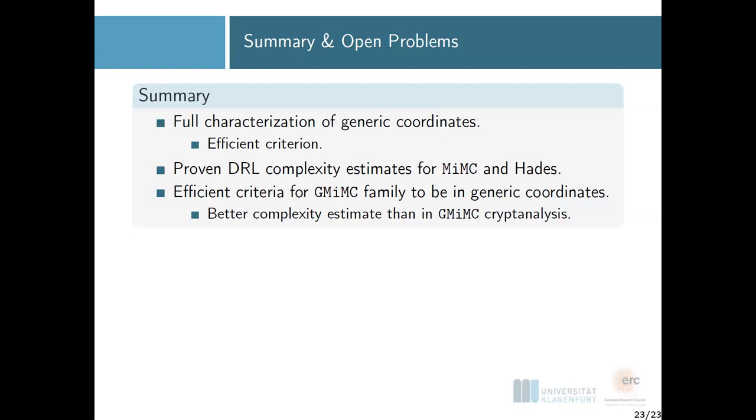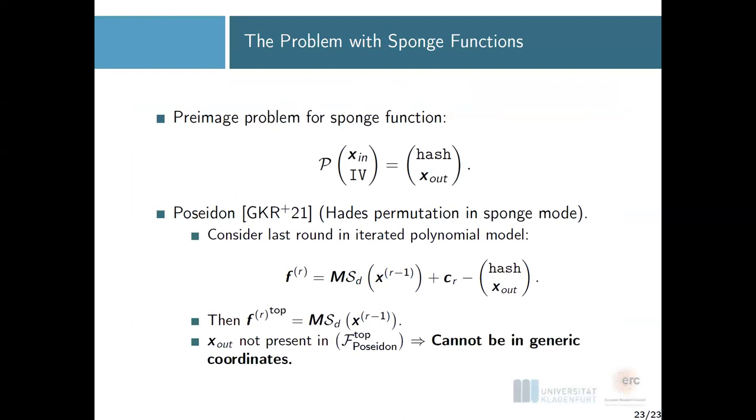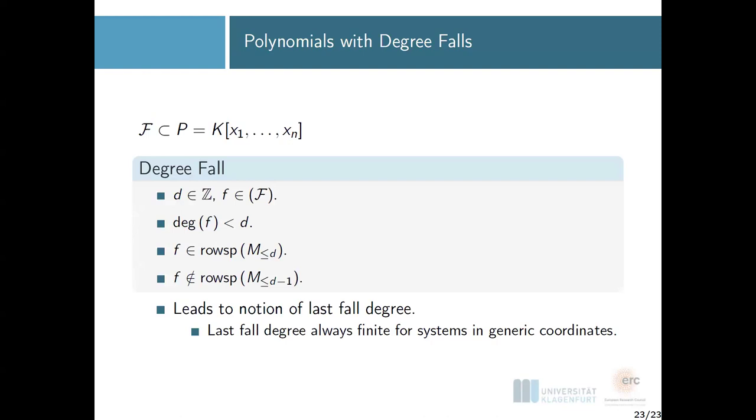Okay, do you see any way of reasoning about the lower bound? Yeah, I mean, that's actually what I do in this paper. So with this notion of polynomials with degree fall, which should be on this slide. So what is a polynomial with degree fall? We take a polynomial system F and some D, and we pick a polynomial of degree less than D. And we say that it has a degree fall if it's in the row space of the Macaulay matrix of degree D, but not in the Macaulay matrix of degree D minus one. So essentially this means you need polynomials of degree D to construct this polynomial, but it has a lower degree.